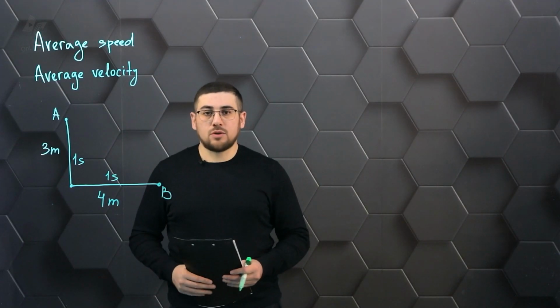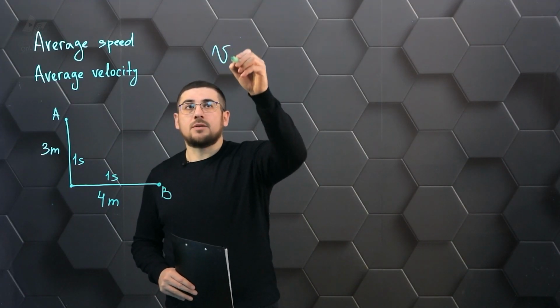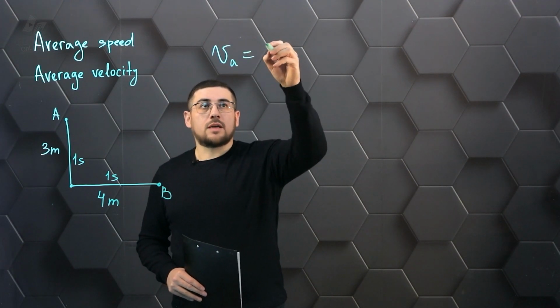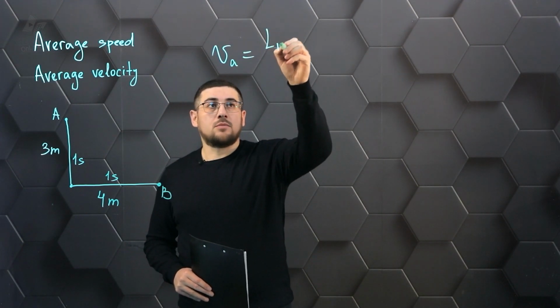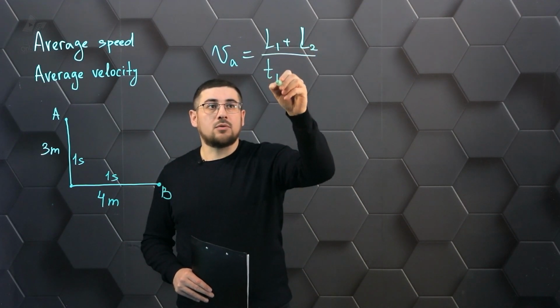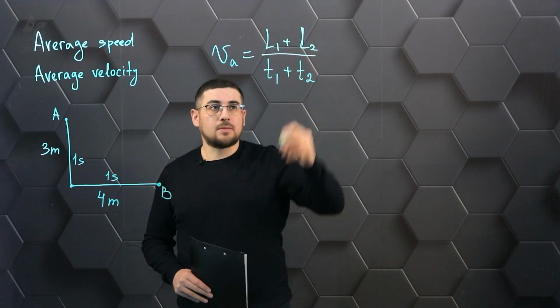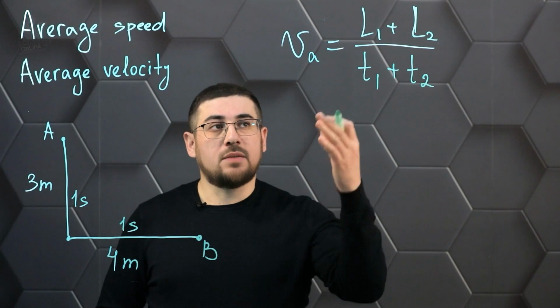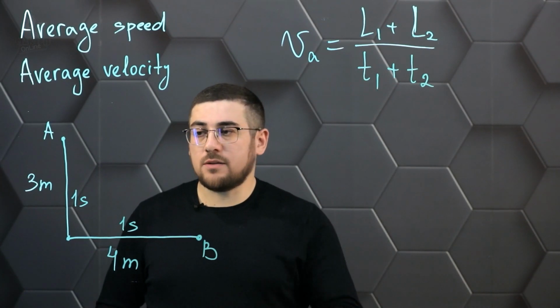What is the average modulus velocity? Let's go over the definition again. In order to do that, we need to find the total path that a given body has traveled and divide it by the total time of the motion. Let's find the average speed.